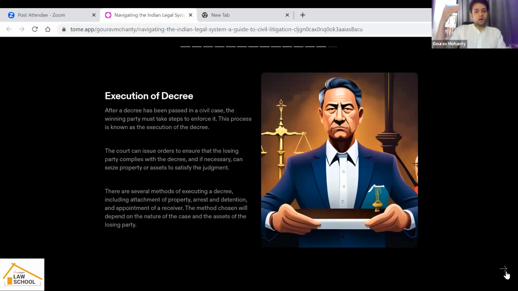There are a lot of reliefs which are set out: attachment, arrest warrant, seizure of assets. His bank assets might be frozen. His properties may be locked till he satisfies the decree. So that is called execution of a decree.